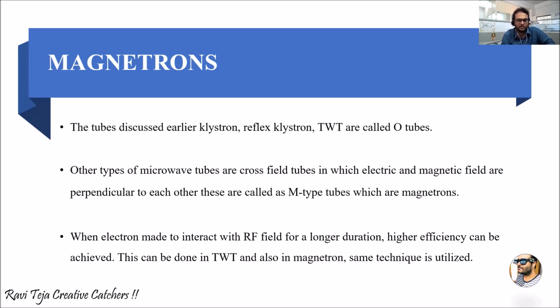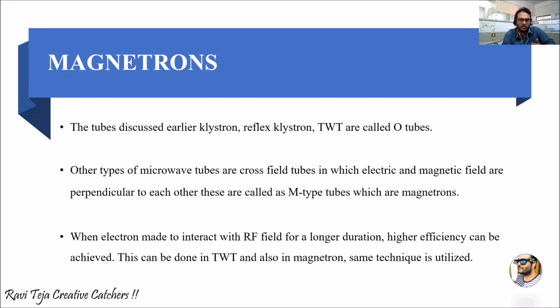When the electrons are made to interact with the RF field for a longer duration, we have also seen this kind of concept in cavity klystrons. Here also, when the electrons interact with the RF field for a longer duration, higher efficiency can be achieved. This can be done in a traveling wave tube and also in magnetrons. In both the TWT and the magnetron, the same technique is utilized.